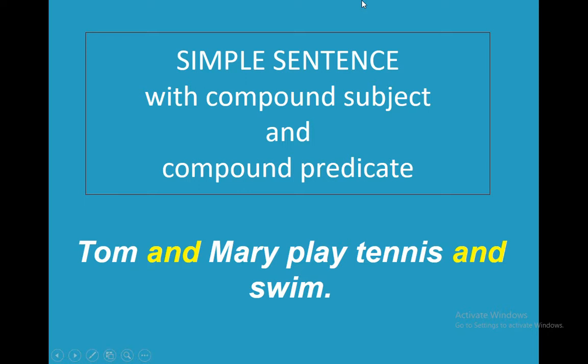Another option we have is a simple sentence with a compound subject and compound predicate. Sometimes we have more than one subject and more than one predicate in the simple sentence. Here we have an example like Tom and Mary play tennis and swim. Here we have Tom and we have Mary, both are subjects. And we have two verbs, play tennis and swim.